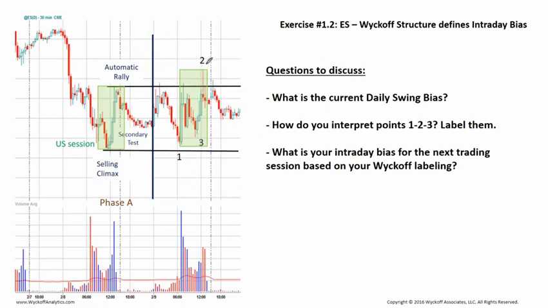So if we're still in B, then point number 2 is what? An upthrust in B. And then 1 and 3? They are tests. Yeah, secondary tests in phase B. So what can we expect from here?